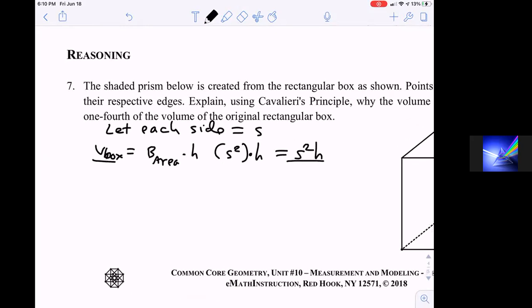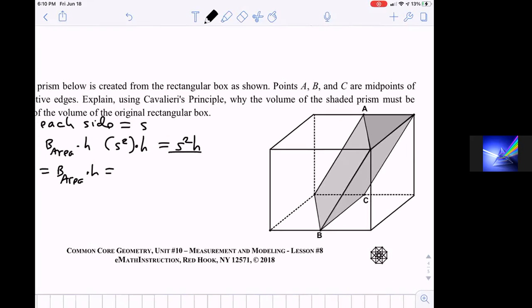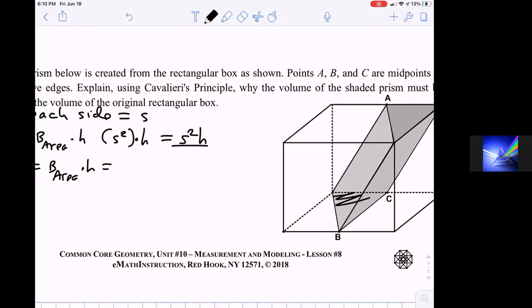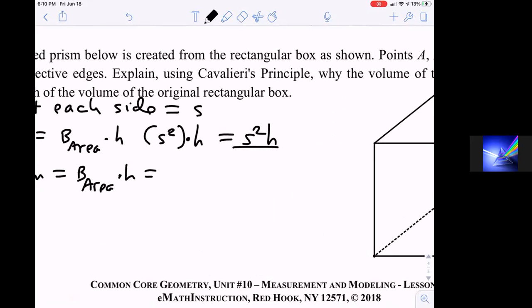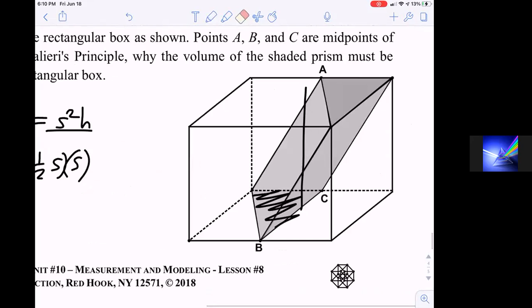Now the volume of the prism inside is also the area of the base times the height. But here's what you have to look at. The area of the base, guys, is a triangle. So you have to go area of the base of the triangle times that height right there. Same height. So the area of the base is going to be 1/2 of 1/2 S times S. Think about that.